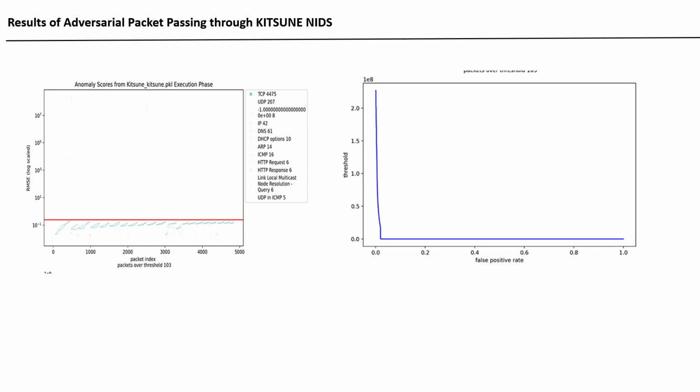Now, these two graphs represent the results for the case of adversarial packets. As you can see, for adversarial packets the graphs are quite similar to those of benign packets, since the RMSE value of most of the packets is below the threshold. For the false positive rate, it also starts increasing after a lower value of the threshold as compared to the attack data set.